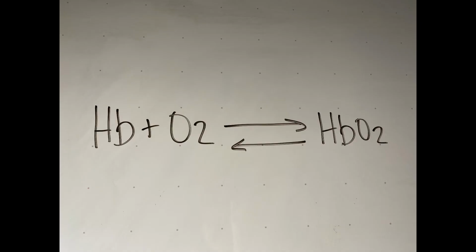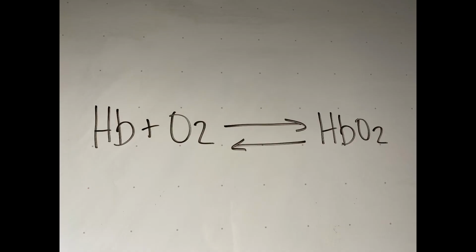Hemoglobin bound to oxygen is called oxyhemoglobin, and it is abbreviated HbO2. So oxygen-hemoglobin binding obeys the law of mass action. And the formula for oxygen-hemoglobin binding can be found here.